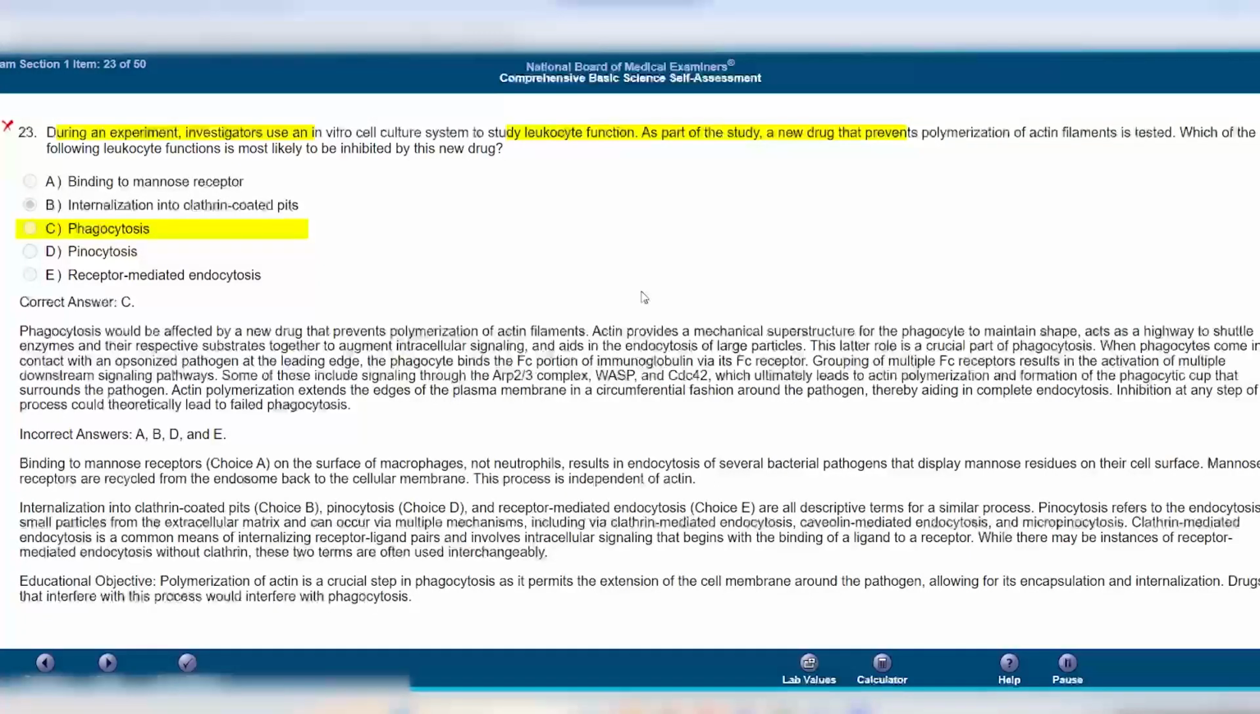For this one, I knew it was something to do with endocytosis, but that didn't really help me narrow down the choices in this case. I think this is mainly a memorization thing. Actin filaments: phagocytosis deals with actin filaments, that's kind of what you have to know. Unfortunately, I can't give you too much here to understand. Sometimes you just have to memorize some of this stuff.